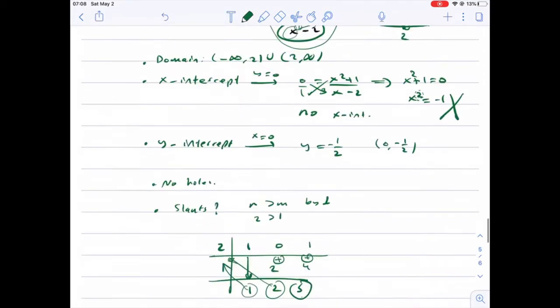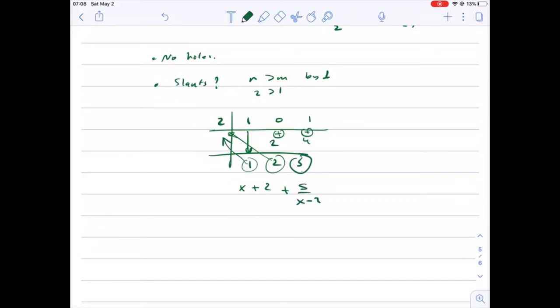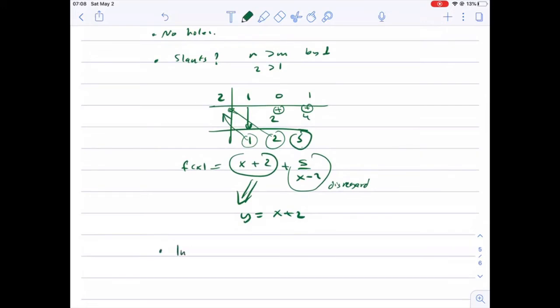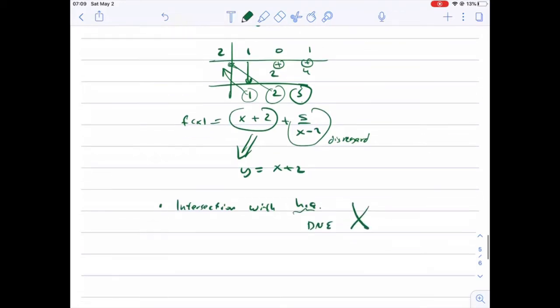The denominator is x minus 2. So 5 over x minus 2. So we could write the function in an equivalent form. And as we mentioned, just disregard the fractional part, and just use the linear part, x plus 2. So now, the last thing to check, the intersection with the horizontal asymptote. Is there any intersection with the horizontal asymptote? Since the horizontal asymptote does not exist, that means there is no intersection.